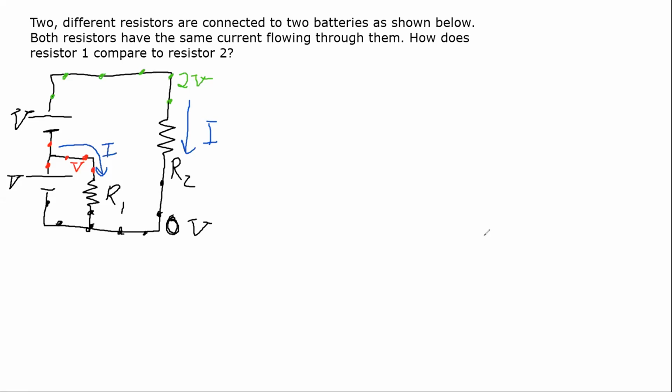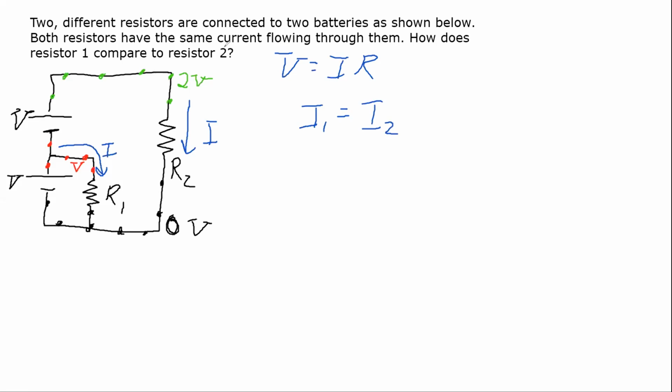Okay, so I could do a couple things with this information. Let's go to Ohm's law. Ohm's law is this. Focusing on the current going through resistor 1, it is the same current going through resistor 2. All right, that's what that equation tells me.